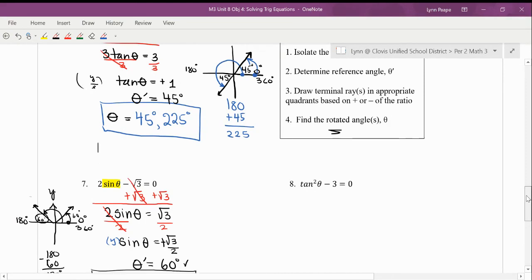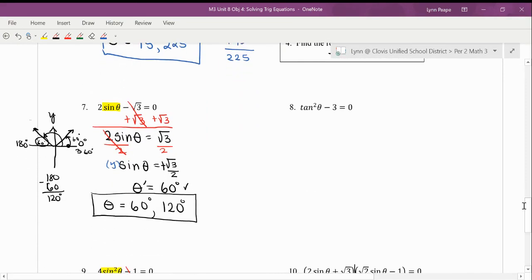All right, and then let's take a look at question number 8. Same-o, right? We want to isolate the trig ratio. So I'm going to add 3 to both sides. And then I'm going to rewrite that tangent squared as quantity squared. Now to get rid of the squared, I'm going to square root both sides. That will give me the absolute value of tangent of theta.